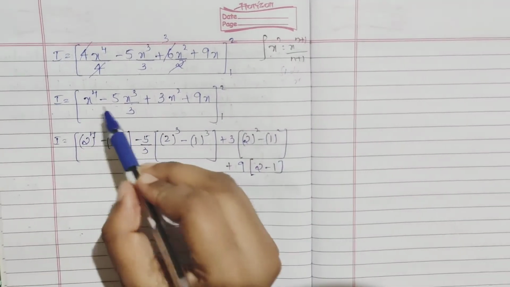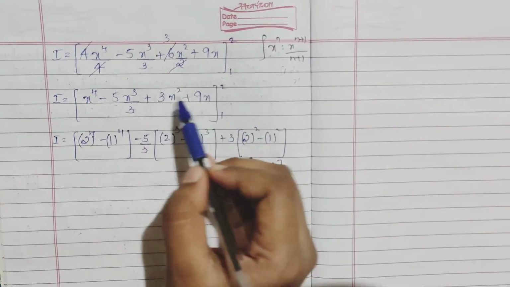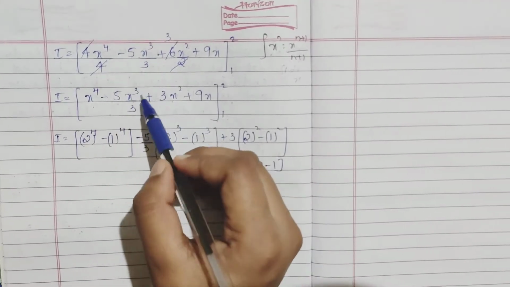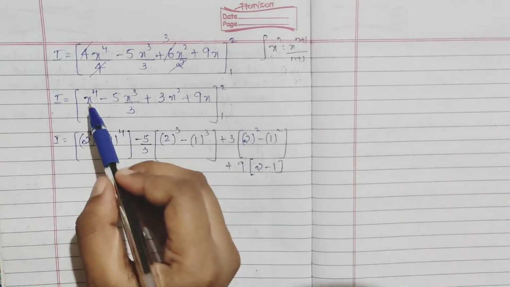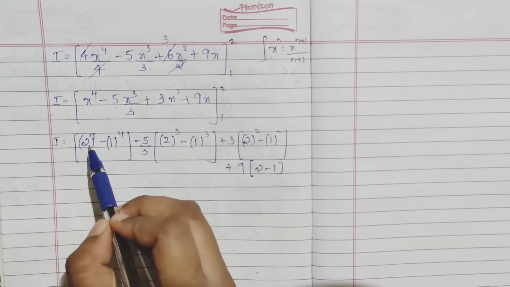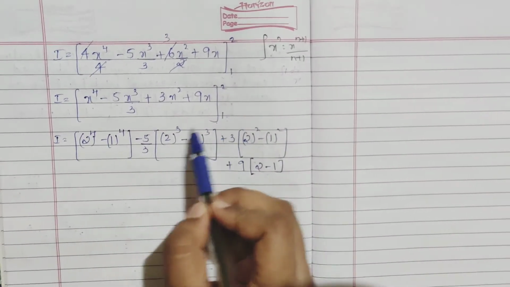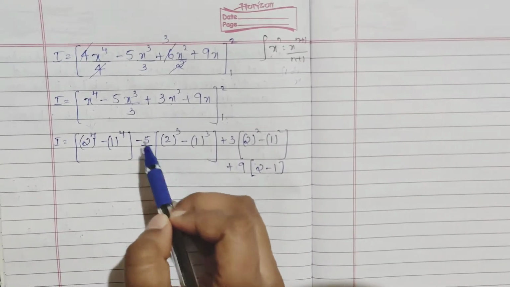Now you have to find the value, right? So they will give you the limits. Now substitute the values in each x. First upper limit minus lower limit you have to do. See here I have taken x raised to 4, so first upper limit 2 raised to 4 minus 1 raised to 4, only for your x raised to 4. Each term you have to do.